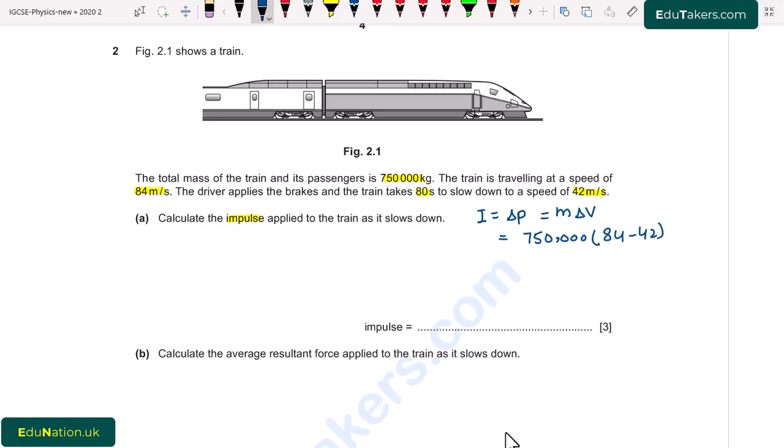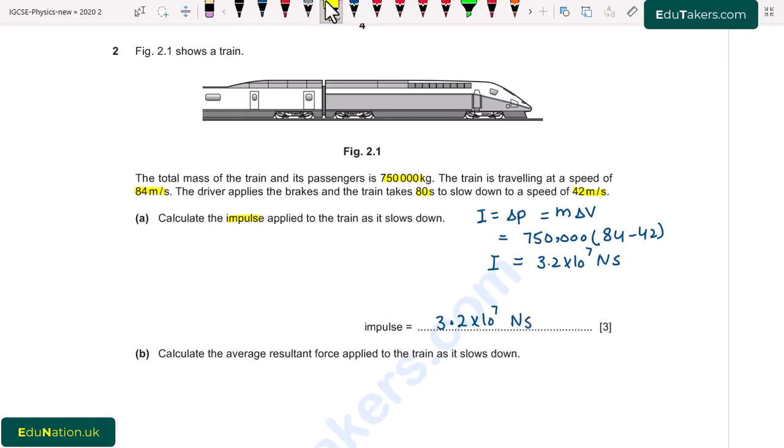It comes to be 42. So total impulse comes to be 3.2 into 10 to the power 7 Newton second. The unit of impulse is Newton second. So I write here 3.2 into 10 to the power 7.